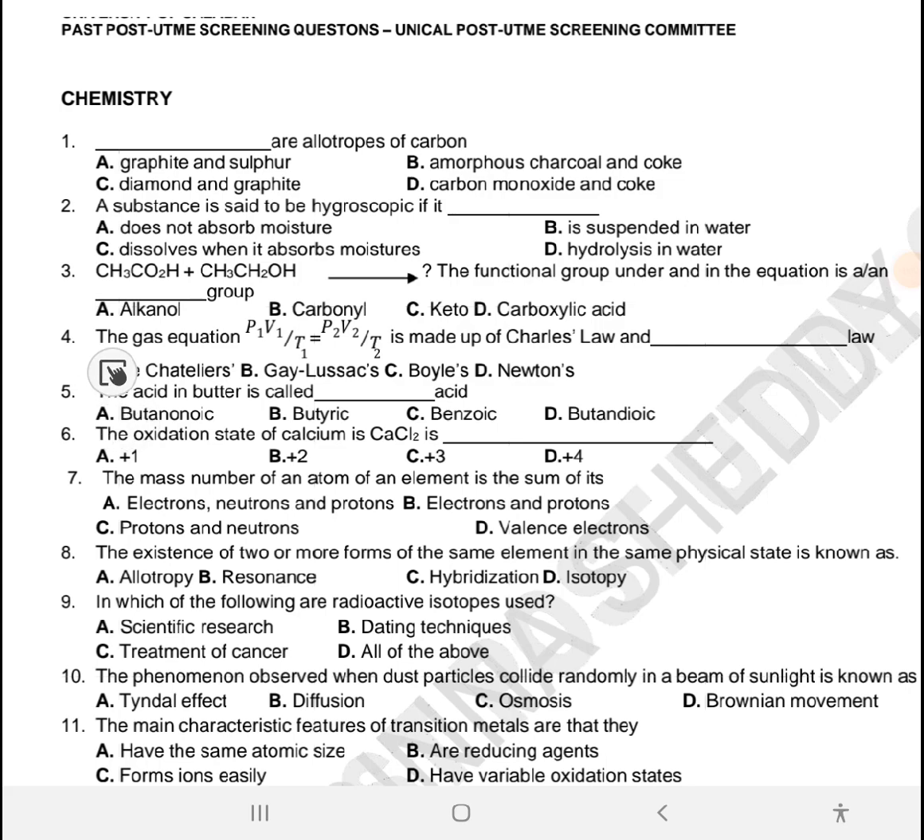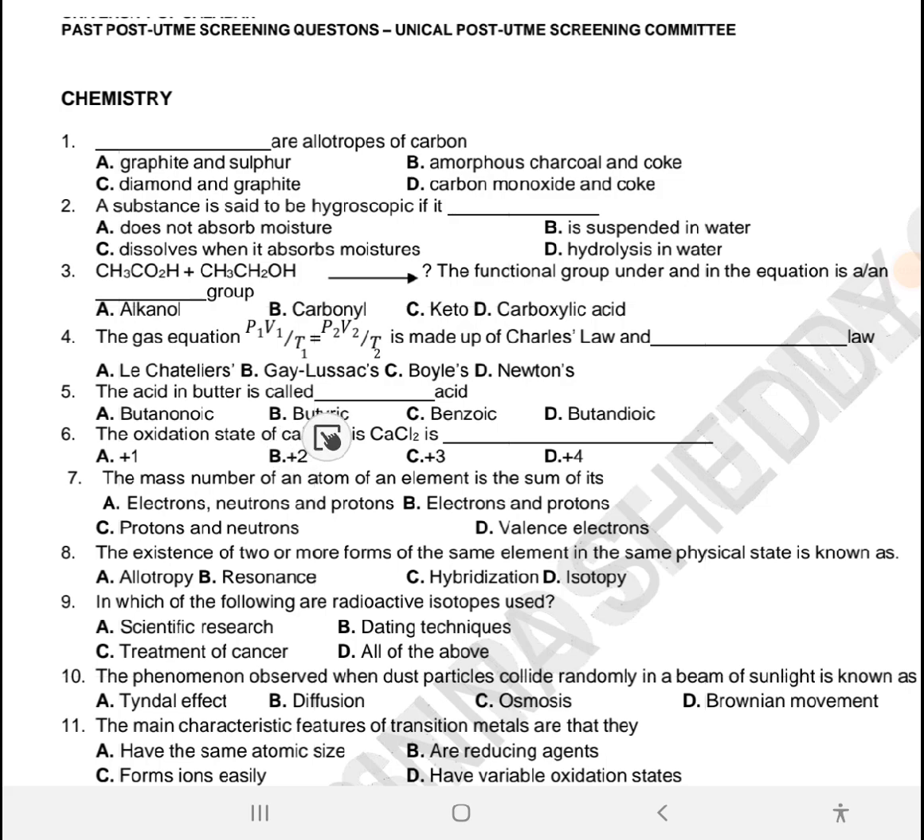Number 3, the gas equation P1V1 over T1 equals P2V2 over T2 is made up of Charles law and dash law. It's made up of Charles law and you could say Boyle's law. Do not forget Charles law deals with volume and temperature, while Boyle's law deals with pressure and volume. So it's Boyle's law. Option C.